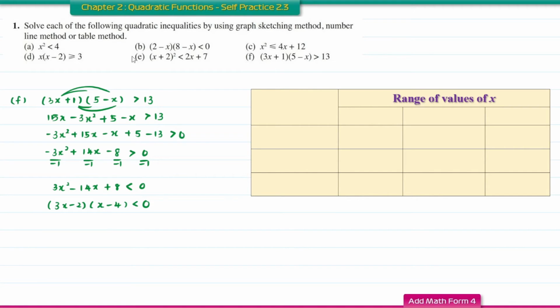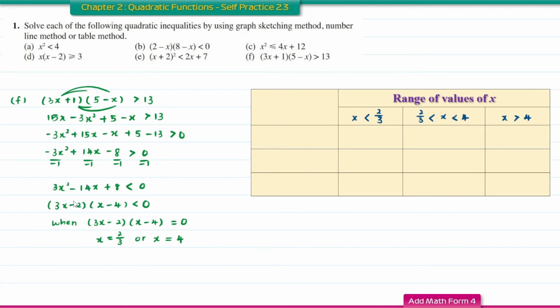Now, to find the roots, we're going to let this quadratic inequality equal to 0. When (3x minus 2)(x minus 4) equals 0, x is equal to 2 over 3, or x is equal to 4. So the roots here create the ranges of the value of x. Here is x less than 2 over 3. Here x is greater than 2 over 3 and less than 4. And this part, x is greater than 4.